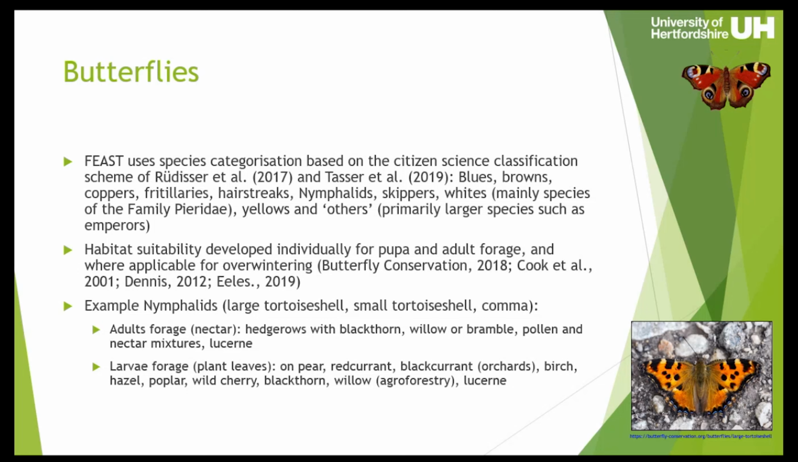Of those that are present in a cropping environment, or likely to be present in a cropping environment, the large tortoiseshell can utilise the leaves of pear. The comma can utilise red currant and black currant, so it might be orchard species. Then also species that might be present in, for example, hedgerows or even agroforestry plantations: wild cherry, or the willow. And lucerne can be utilised.